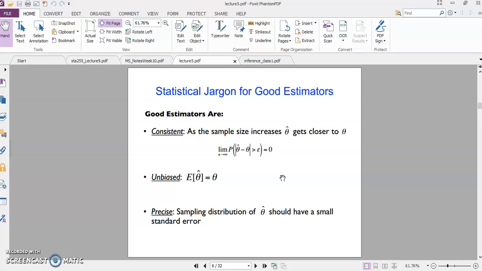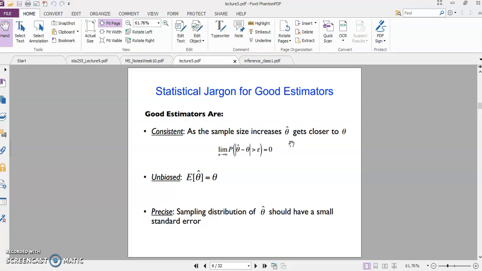For a consistent estimator, the difference between the estimator and the population parameter theta, the absolute value of theta hat minus theta being greater than epsilon, has a probability that in the limit as n tends to infinity is equivalent to 0. As the sample size increases, theta hat gets closer to theta.